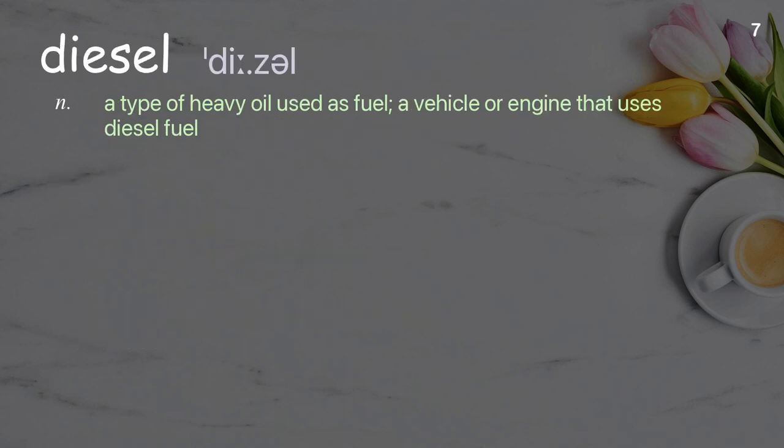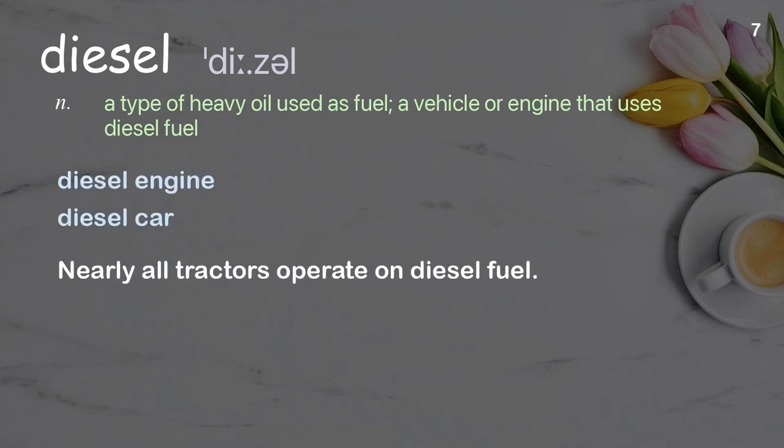Diesel. A type of heavy oil used as fuel; a vehicle or engine that uses diesel fuel. Examples. Diesel engine. Diesel car. Nearly all tractors operate on diesel fuel.